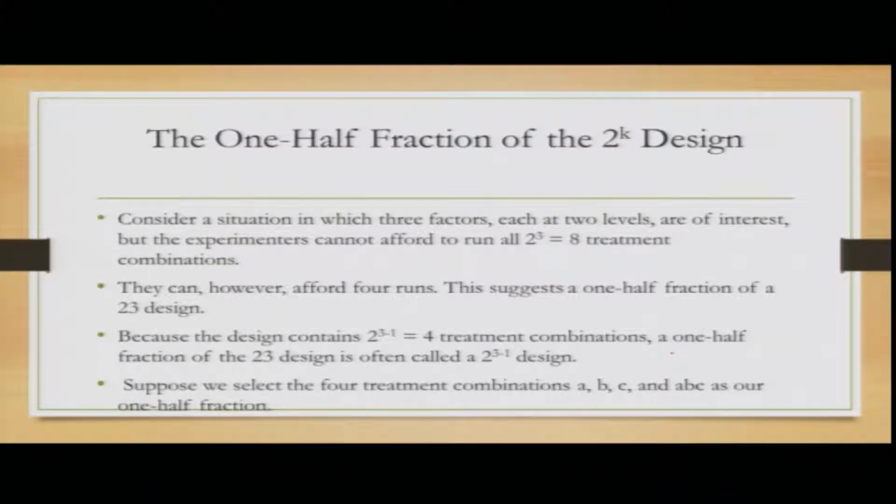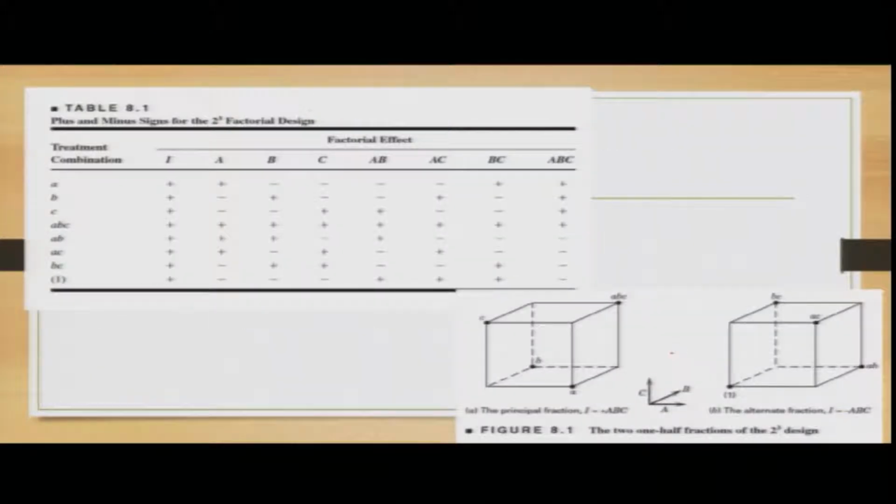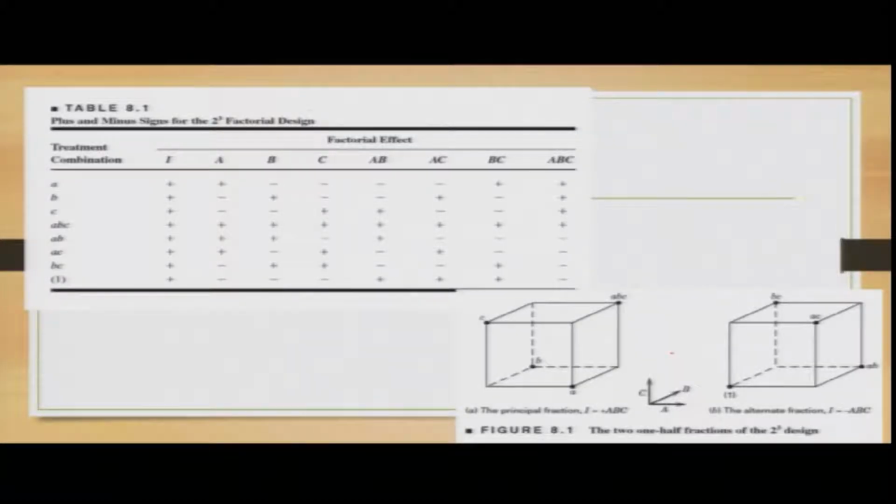Suppose we select 4 treatment combinations, A, B, C separately and A, B, C combined, as our 1/2 fraction, and we can solve the ANOVA model accordingly. So, let us consider the effects. When we consider the factorial effects in a table format, the plus and minus signs would tell you whether they are positive or negative. So, consider the treatment combinations, where you have the A, B, C factors.